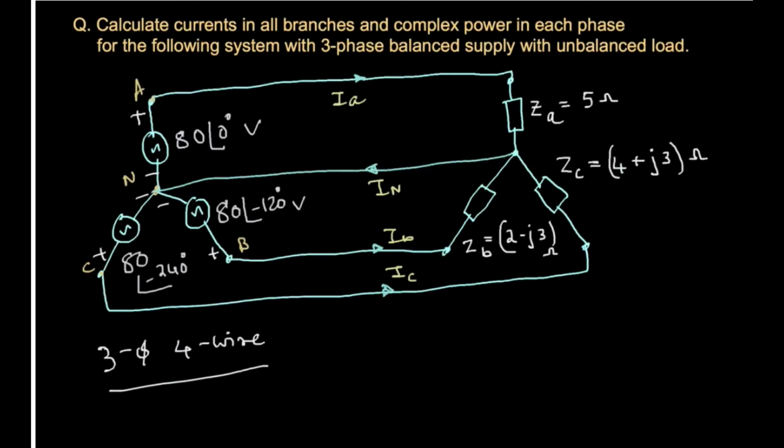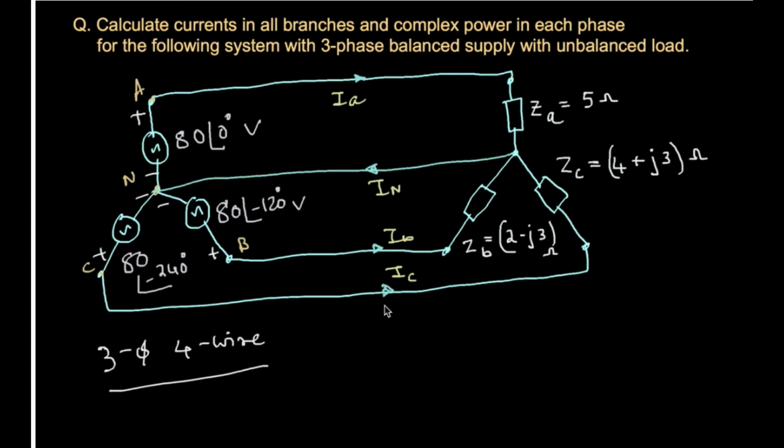This is a three-phase system where the supply is a balanced source, whereas the demand, the load, is an unbalanced source. So it's a three-phase, four-wire system. That means three wires are there for phase A, phase B, and phase C, whereas the fourth wire is a neutral wire.